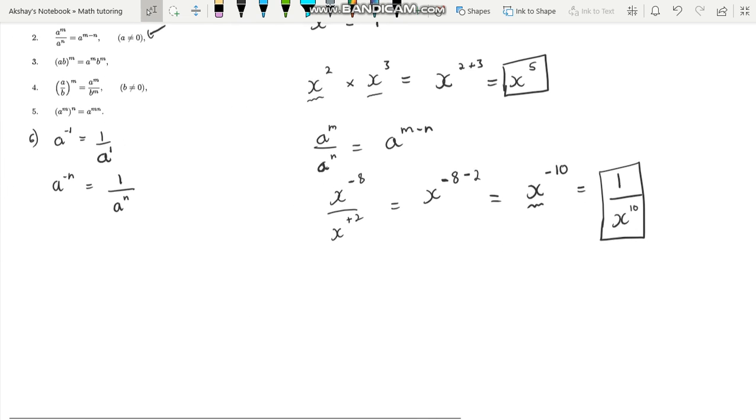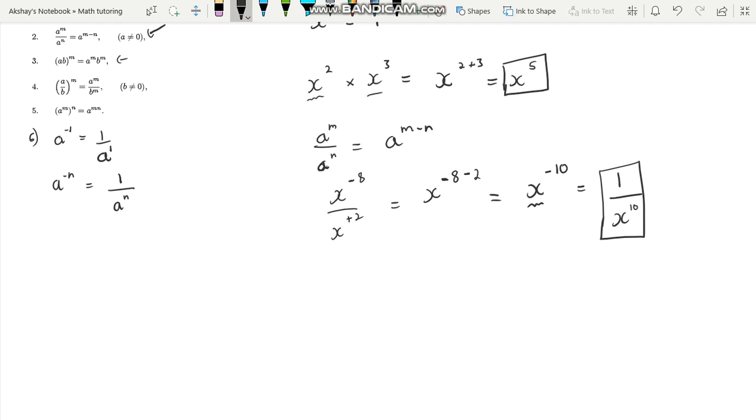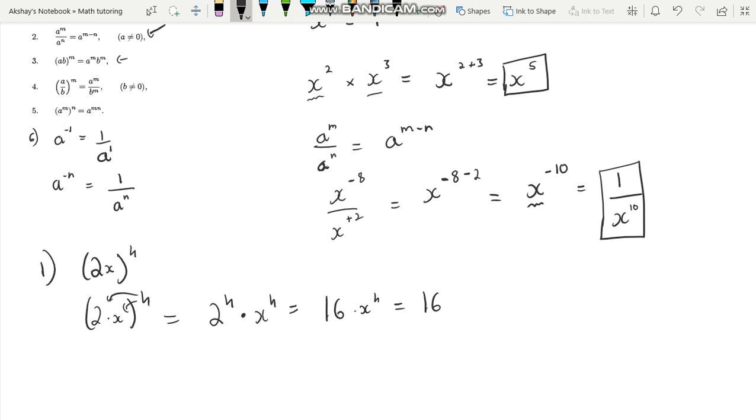Now moving to our third exponent law, a times b to the power m is equal to a to the power m times b to the power m. Now let's bring this into an example. We have 2x to the power 4. Now when we have something like this, our a is 2 and our b is x. Let me just represent it as 2 times x, all to the power 4. Hence our power 4 applies to our 2 and to our x. Hence we have 2 to the power 4 times x to the power 4. Now 2 to the power 4 we know is 16, 2 times 2 times 2 times 2. 16 times x to the power 4, which is equal to 16x to the power 4 as a result.